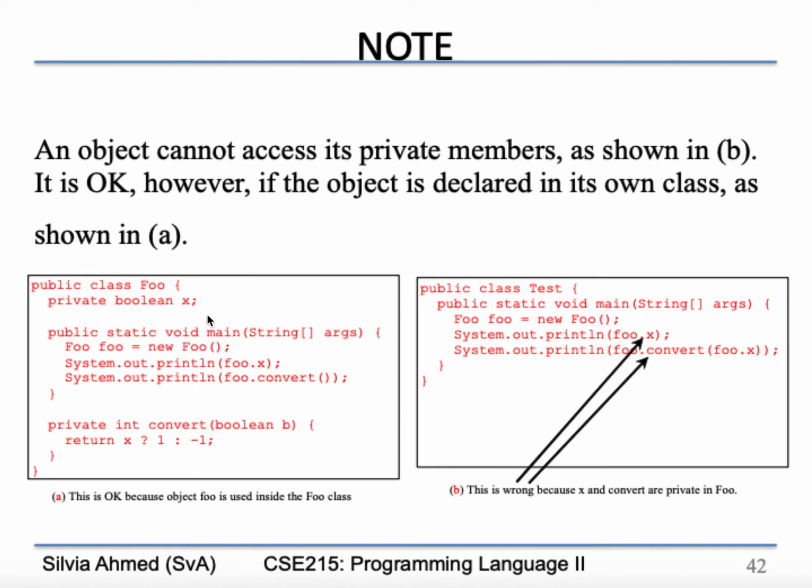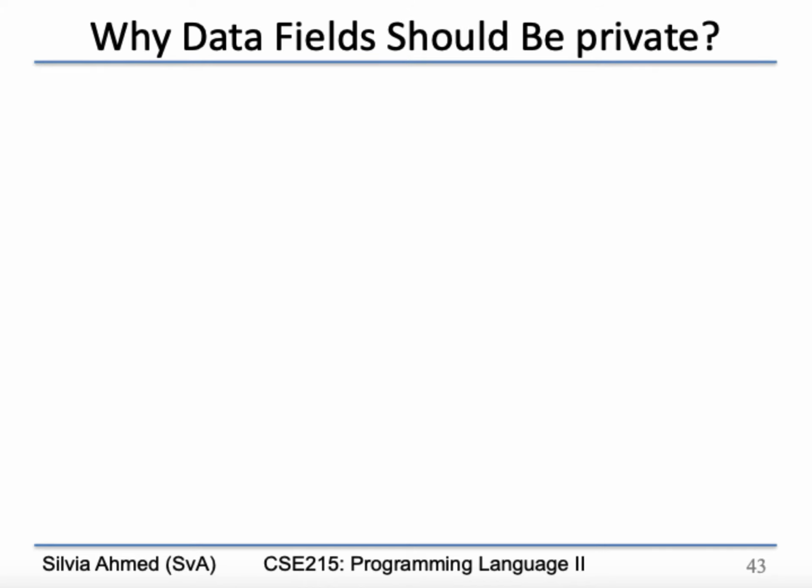But when the main method is inside its own class Foo, here we are again creating another object Foo. From the main method, Foo can access its X attribute because the main method is inside the same class Foo. And we can also invoke this convert method because it is invoked from the same class Foo. So why should data fields be private?